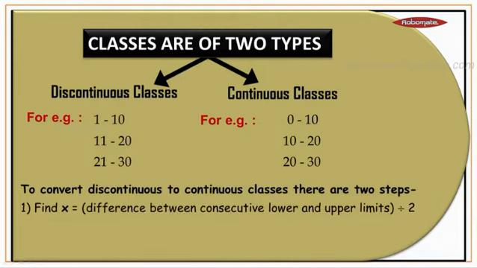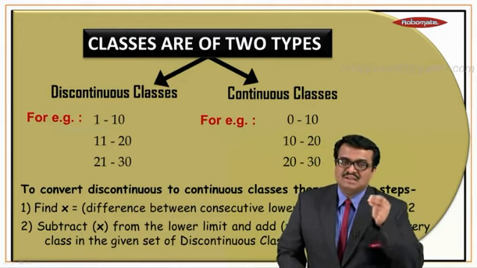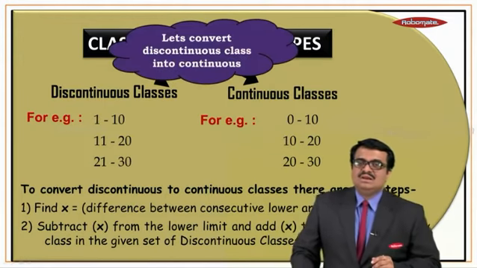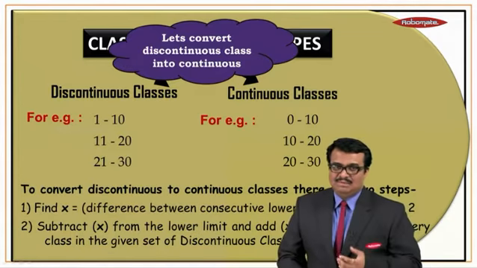Okay. Step number 1, find x, the difference between consecutive lower limit and upper limit, and then divide this difference by 2. Okay. What we will do then, after finding this x, subtract x from the lower limit and add x to the upper limit of every class in the given set of discontinuous classes. Okay. Let us convert discontinuous classes to continuous for an example.